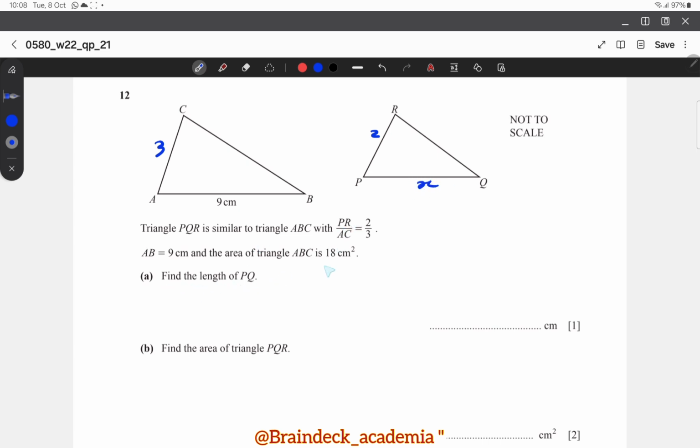So since we have PR over AC equals 2 over 3, we can say PR over AC to be equal to, since we are looking for PQ, this side is the reduced part of this side. PR is the small side, so we can say PQ also over what? AB.